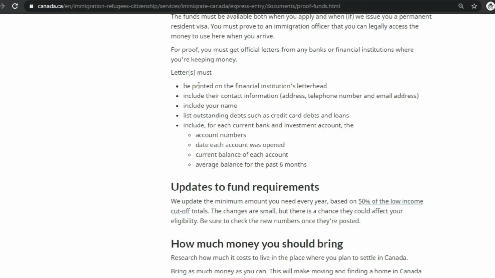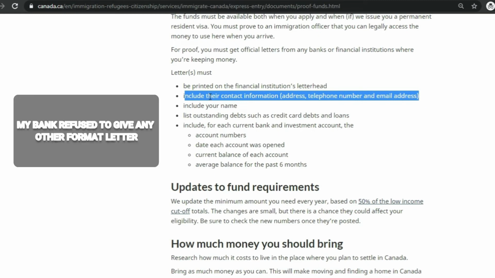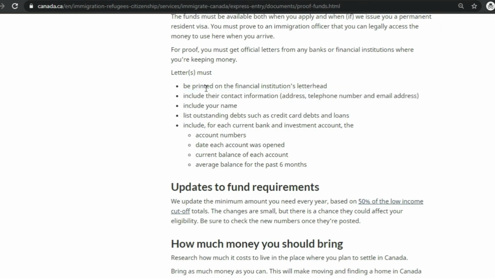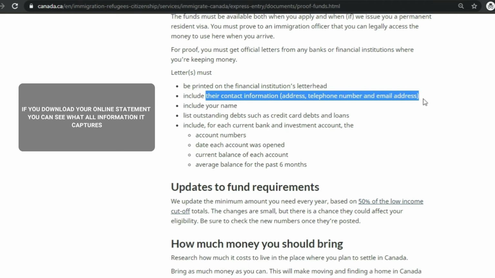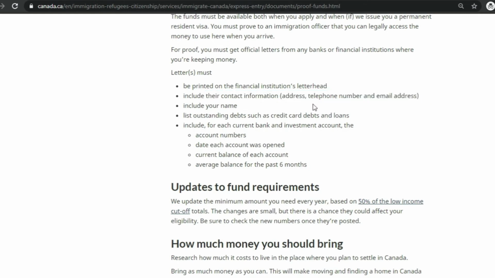The document must be printed on the financial institution letterhead. Include their contact information, address, telephone number, and email address. What happened in my case was, when I reached the bank and said this is the format I want, they refused. They said they have a standard format and that is what they will give. Once it was printed by them, I saw that by default all banks have their name written on the document, and the address, telephone number, as well as the email address is mentioned. So you should not worry if they refuse. In my case, I was a little skeptical about how it would go.